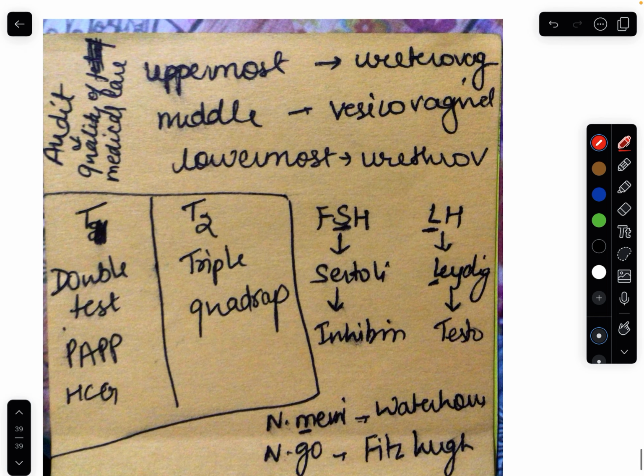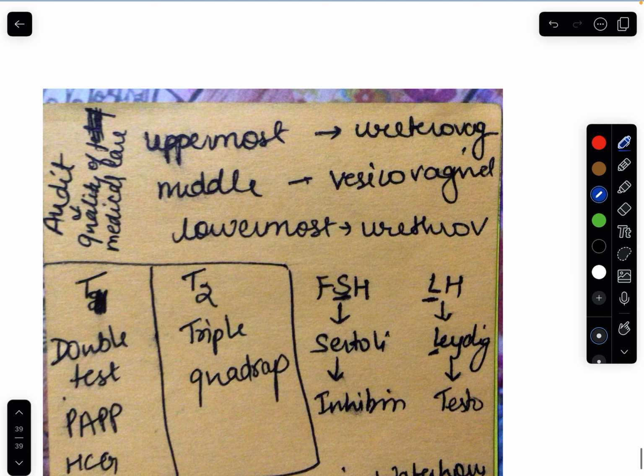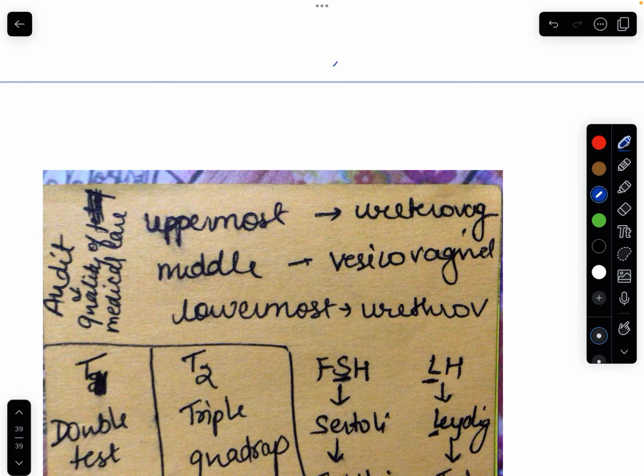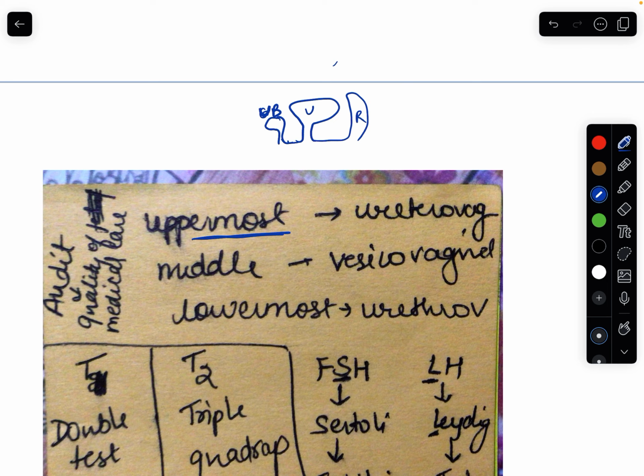Now in my second flashcard, just behind it, I wrote the uppermost, middle and lowermost parts of the urovaginal fistula. Suppose this one is our uterus. Now behind the uterus we have the rectum, and in front of it we have the, sorry, not gallbladder, urinary bladder. So this one is the urinary bladder. When a fistula is seen in the uppermost part, like if dripping is seen in the uppermost part, then there is a possibility of ureterovaginal fistula development.